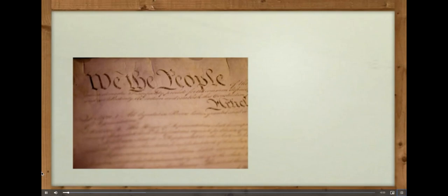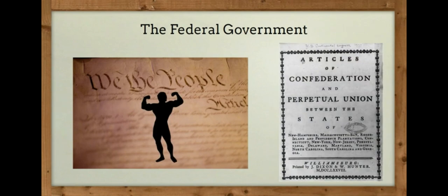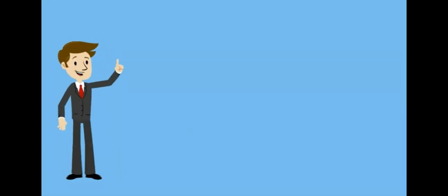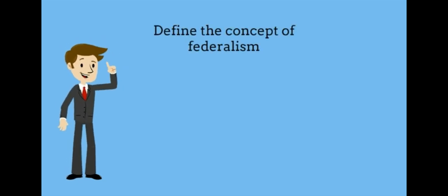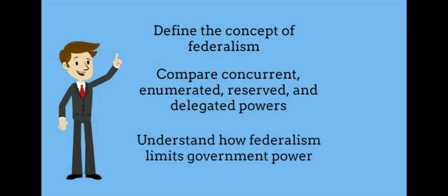When the framers wrote the U.S. Constitution, they knew that they wanted the federal government to be stronger than it had been under the Articles of Confederation. So in this video, we're going to explore how the Constitution improved on the Articles of Confederation through the system of federalism. In this video, we'll be able to define the concept of federalism, compare concurrent, enumerated, reserved, and delegated powers, and we will also be able to understand how federalism limits government power. So let's begin.